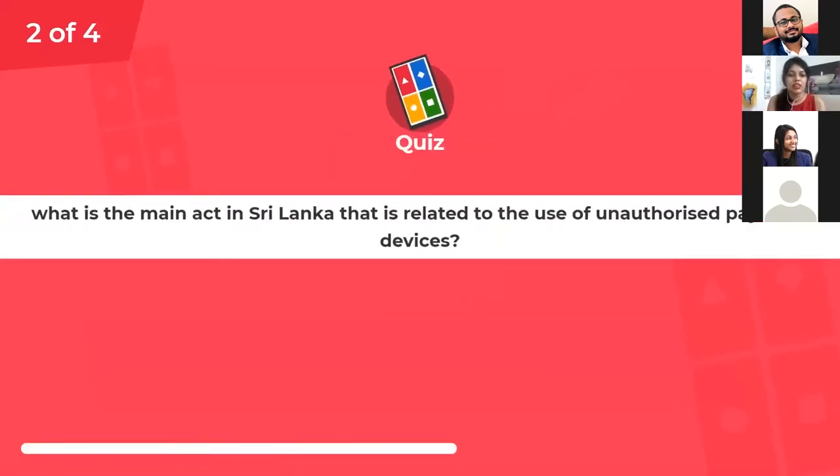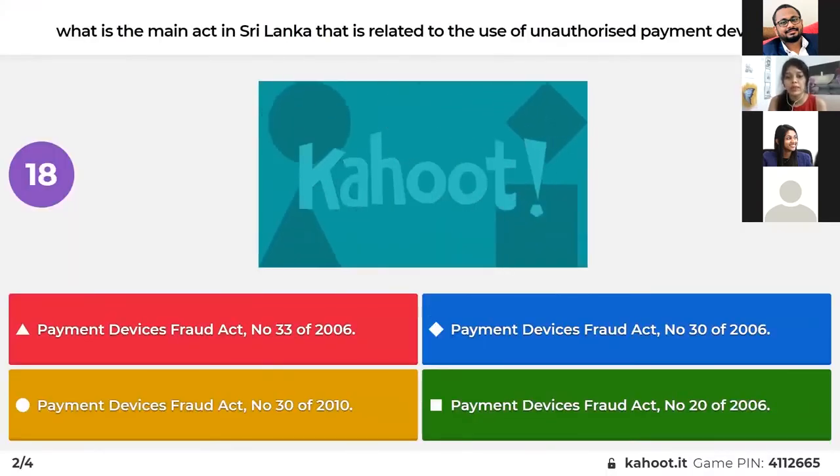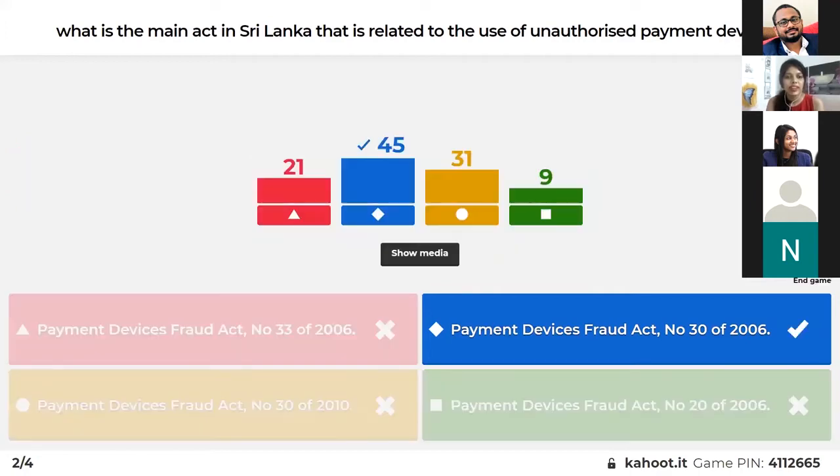The second question is, what is the main act in Sri Lanka that is related to the use of unauthorized payment devices? Answer red, Payment Devices Fraud Act number 33 of 2006. Payment Devices Fraud Act number 30 of 2006. Payment Devices Fraud Act number 30 of 2010, and final answer, Payment Devices Fraud Act number 20 of 2006. So what is the correct answer?